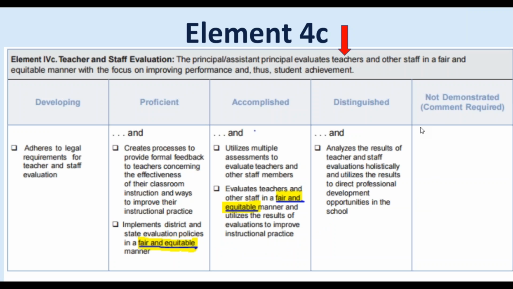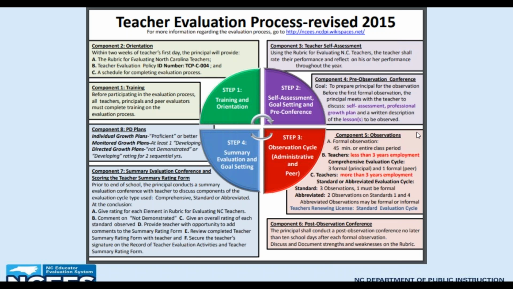So moving on to element 4C, teacher and staff evaluations. The principal or assistant principal evaluates teachers and other staff in a fair and equitable manner with the focus on improving performance and thus student achievement. So let's begin with the development indicator that states, adheres to legal requirements for teacher and staff evaluation. As a developing leader, it is crucial that the evaluation process for teachers and staff is followed as defined in the teacher evaluation manual. So I thought I would include this one-pager, a one-page graphic that outlines the evaluation process for teachers. We'll get this linked for you in the chat bar.